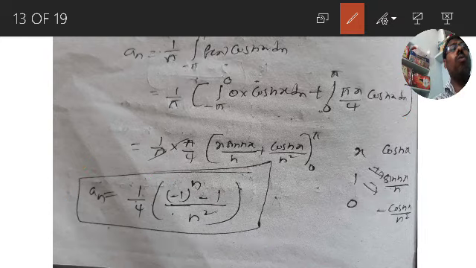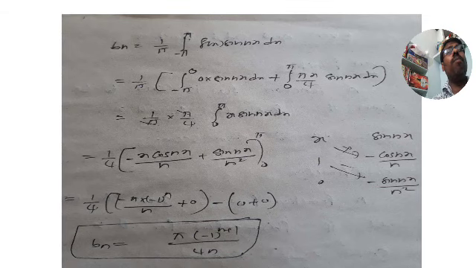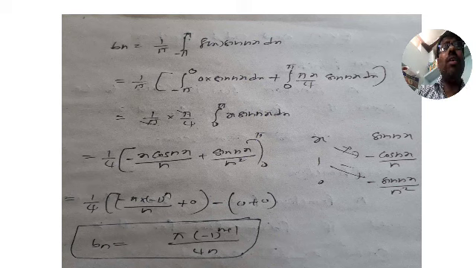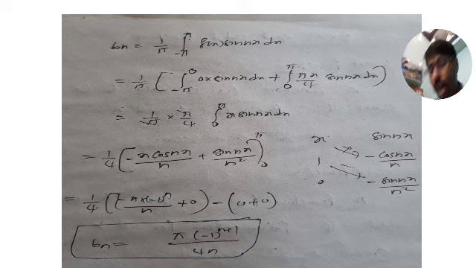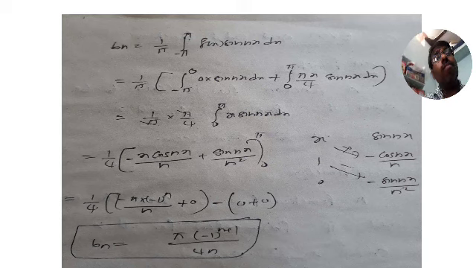Now, let us go to bn also. What is bn? bn is equal to 1 by pi integration from minus pi to pi of f of x into sin nx dx. Similar to a naught and an, here also you have to divide the single integral from minus pi to pi into two parts, minus pi to 0 and 0 to pi.